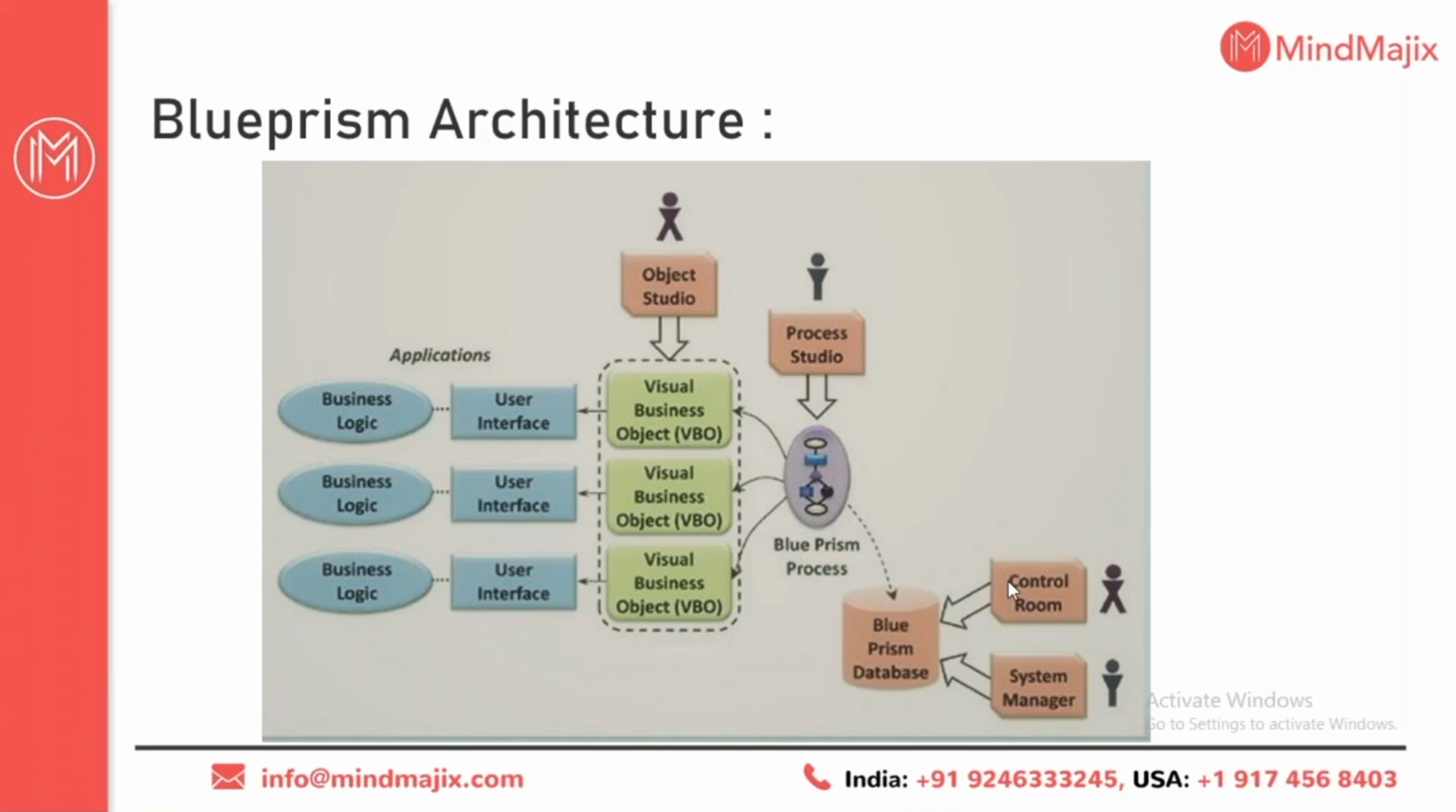Blue Prism process is nothing but Process Studio. So you know about Studio. This is commonly called Studio. You know about the Blue Prism database. Of course, this is not required to be touched; it works in the backend. You know about Control Room, System Manager. 1, 2, 3. Still there are some other components, but the high level architecture is this.